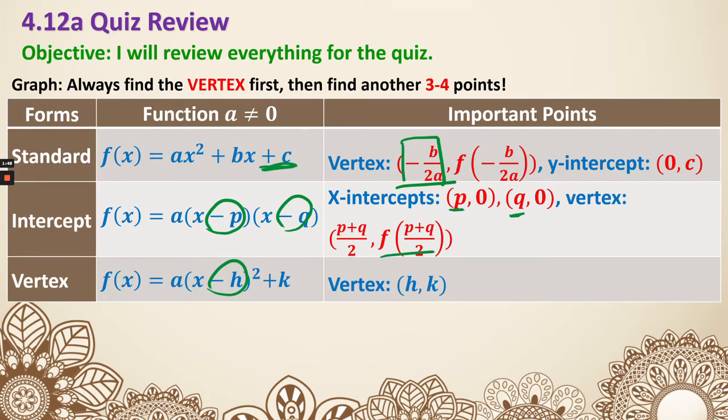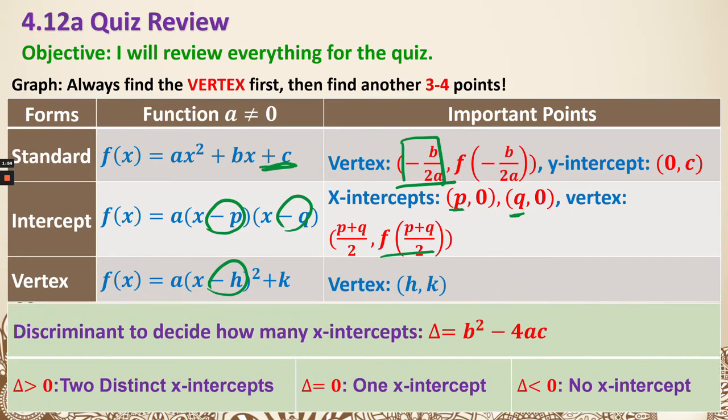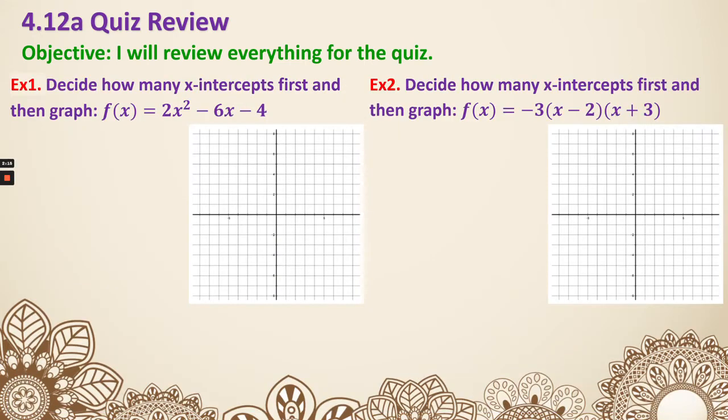With graphs, we also talk about the connection between the discriminant and how the graph may look. We can use the discriminant to decide how many x-intercepts we may have. The discriminant is b squared minus 4ac. When it is bigger than 0, we have 2 distinct x-intercepts. When it's equal to 0, we have 1 x-intercept, and when it's less than 0, we have no x-intercept. Now let's look at a few examples to review these.